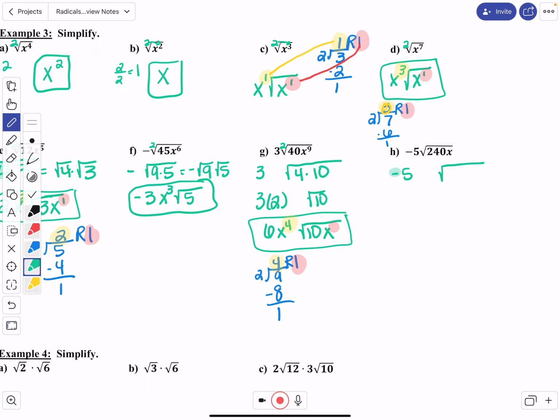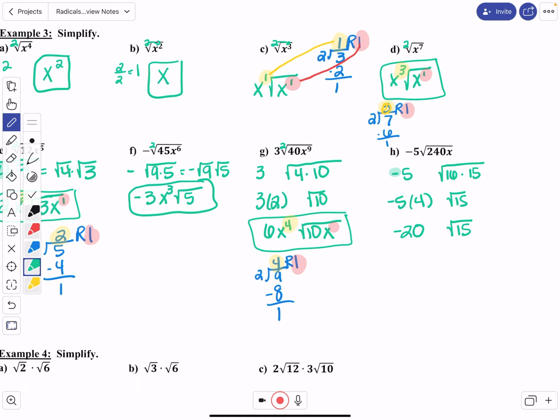Let's see, 4, there's one bigger than 4. 9 doesn't go evenly. Okay, so 16 is my number. All right, so 16 and 15 work for that. So then the square root of 16 gives me 4. And then negative 5 times 4, I can go ahead and say that that's going to be 20. I'm going to leave my space.